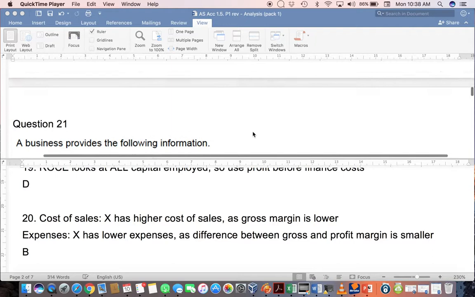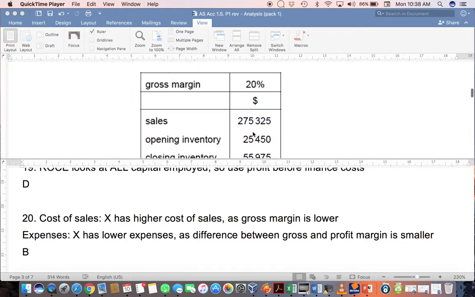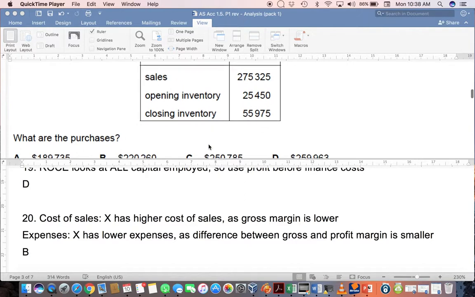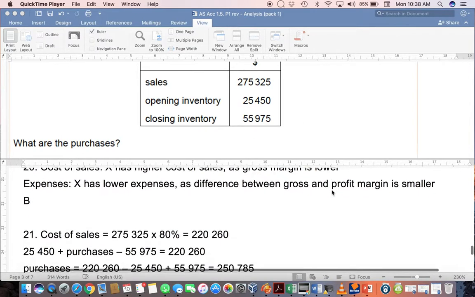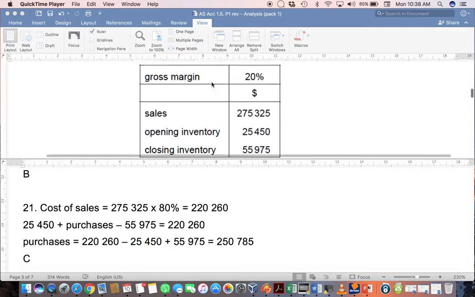The next question is number 21. A business provides the following information. Gross margin 20%, and then figures are given for sales, opening inventory, and closing inventory, and you are asked, what are the purchases? This question is very similar to the question that we did earlier in this video. Firstly, what we'll want to do is work out the cost of sales by simply taking our sales figure of 275,325 that is given over here and using our profit margin.